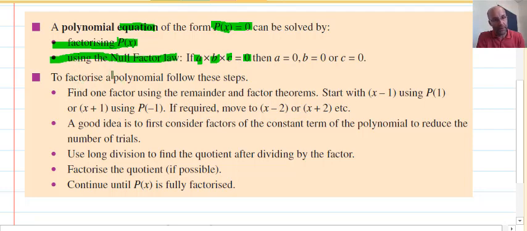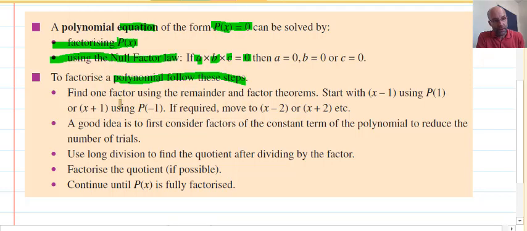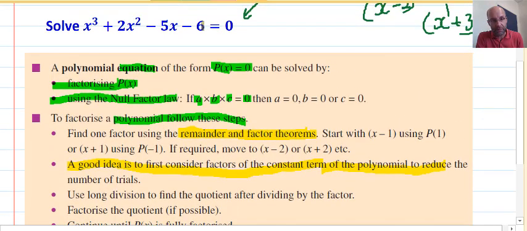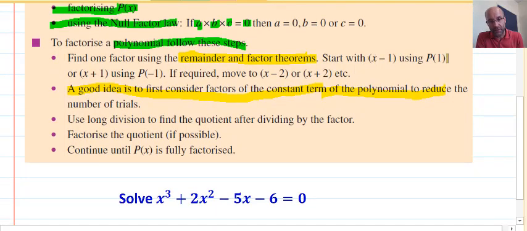To factorize a polynomial, this is where we link into what we've learnt recently. What we have to do is follow these steps and find one factor using the remainder and the factor theorems. The previous video was about the remainder and the factor theorem. A good idea is to first consider the factors of the constant term of the polynomial. This actually makes it quicker. So in this one, the constant term is -6. So look at all your factors of -6.